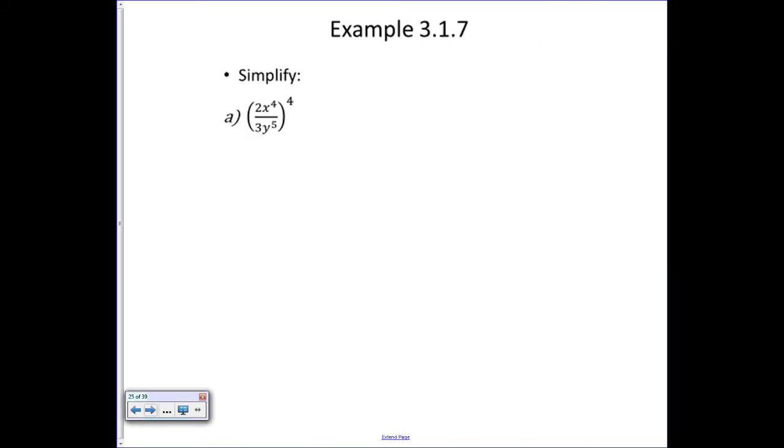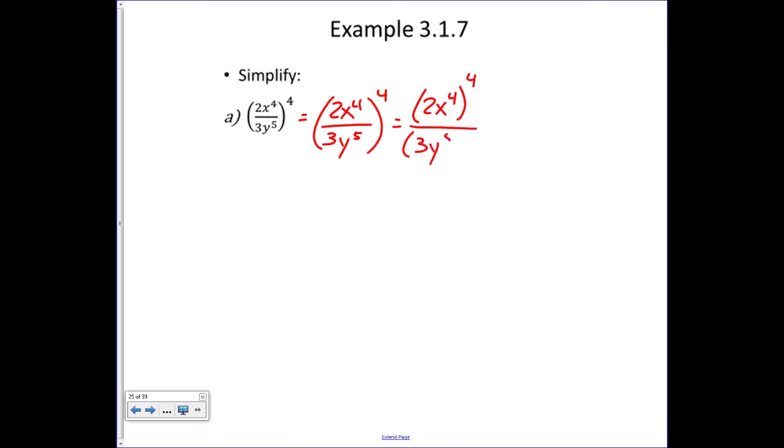So let's practice this. We've got ourselves a fraction here, and we want to simplify by raising this thing to some power. So 2x to the 4th over 3y to the 5th, to the 4th power. Now we're going to have to break this down based on these rules that we've learned. First of all, since we have a fraction, we know we can separate numerator and denominator. So now the top and bottom are raised to the same power. They're both to the 4th power.